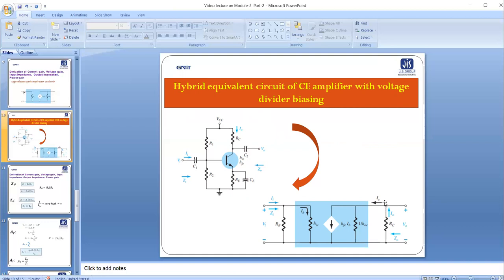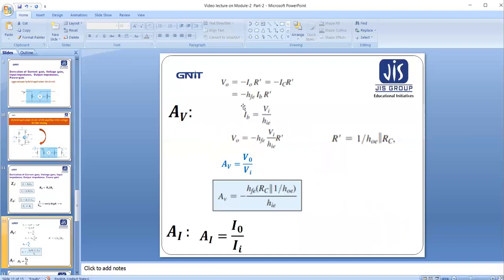Now in this case, this resistance will be very high, so no current will be entering into the path. The total IC will be equal to HFE into IB. So that's why we can write V naught equals minus HFE into IB into R prime. Although we are introducing the 1 by HOE, it is so high that we just neglect any current through the resistance. We just consider that the output current IC is equal to HFE into IB.